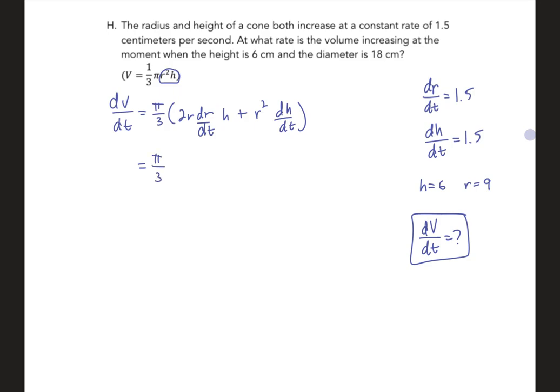Okay, now we've got all those values that we can substitute in. So this would be 2, and then r is 9. dr/dt is 1.5. H is 6. Okay, r squared is 9 squared. dH/dt is 1.5.